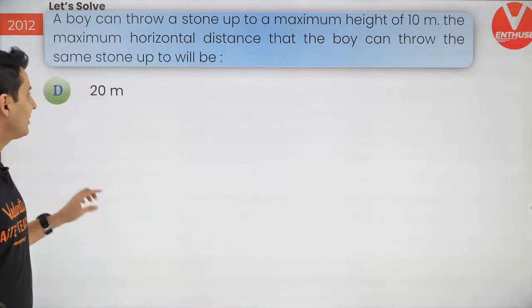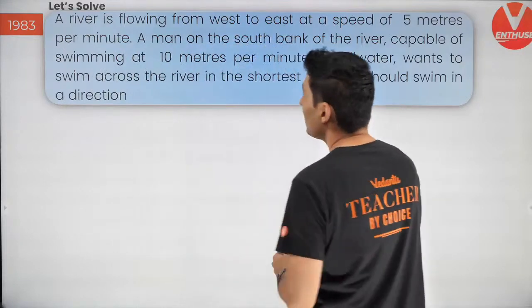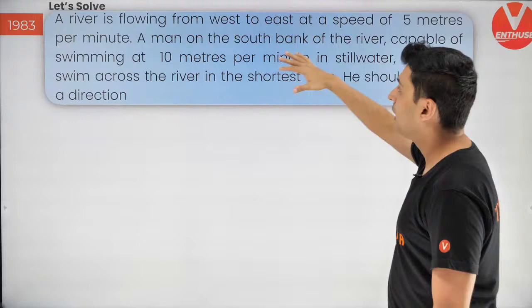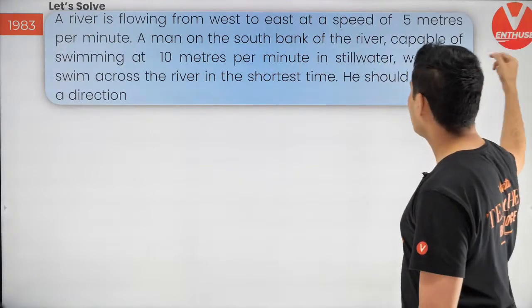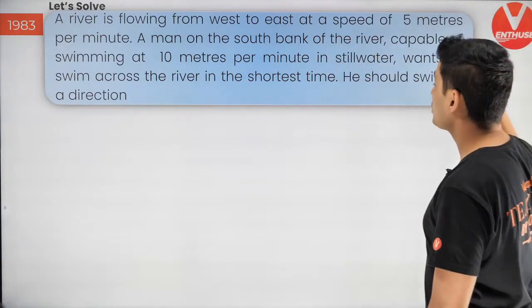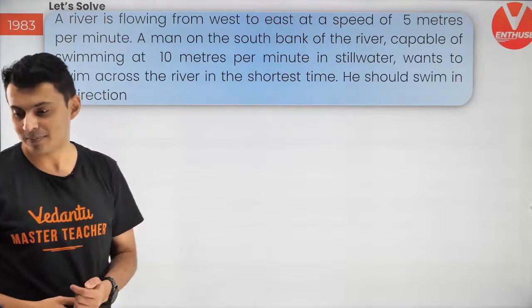All right, very good. Let's do this. Next question, 1983. My God, such an old question. A river is flowing from west to east at a speed of 5 meters per minute. A man on the south bank of the river, capable of swimming at 10 meters per minute in still water, wants to swim across the river in the shortest time. He should swim in a direction of, come on, you should get this.